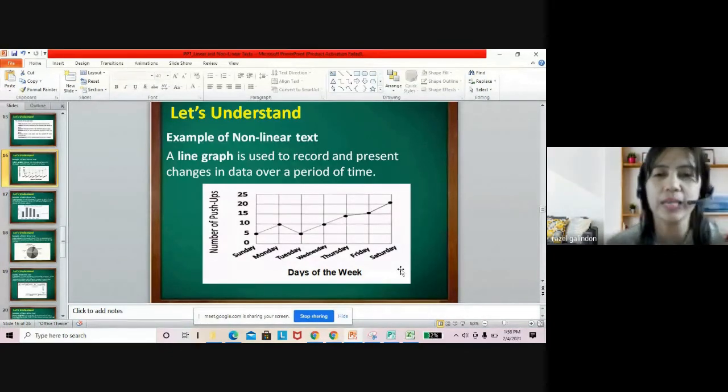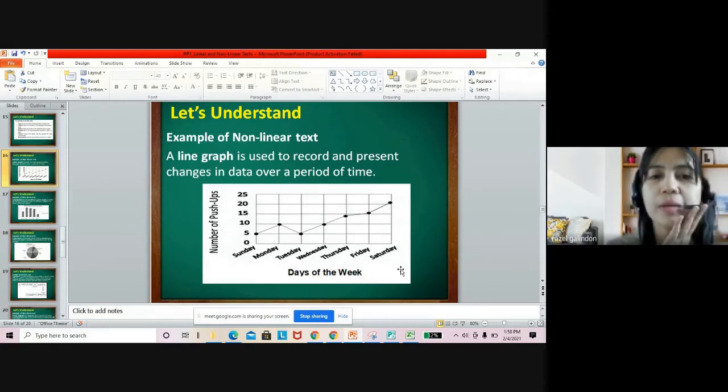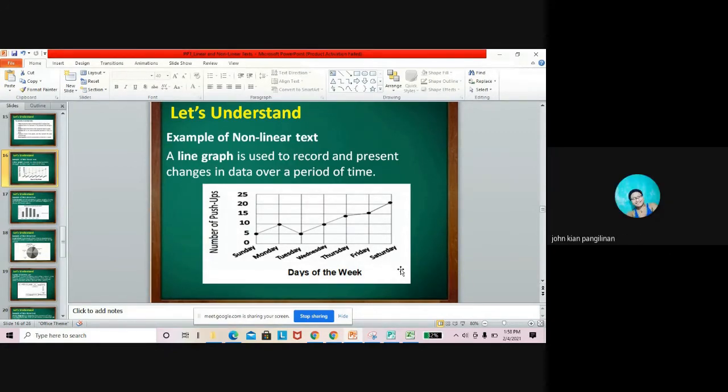Okay, so let us try to read this line graph, this nonlinear text. Study this graph. Again, let us use Piolo Pascual. Let's say that this is the data of Piolo Pascual that shows the number of push-ups that he makes each day of the week. How many push-ups does Piolo Pascual make on Saturday? 20.